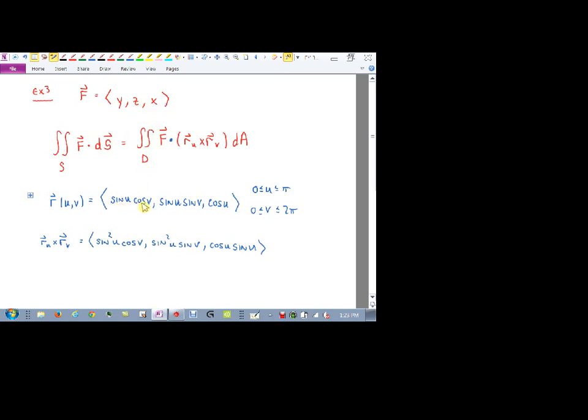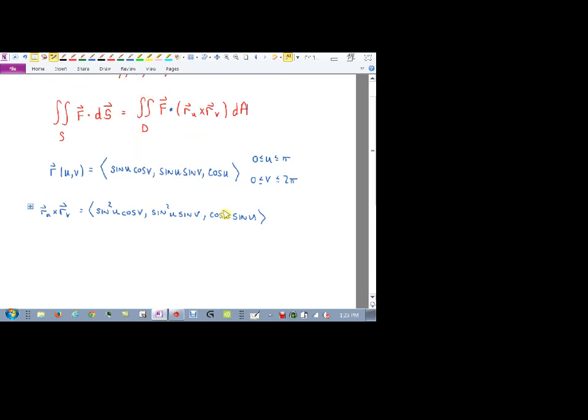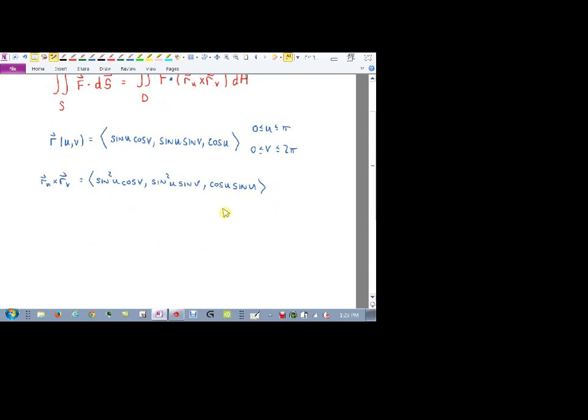The x component, sine u cosine v. I replace the y here with sine u sine v, and I replace z with cosine u. So let's try and do this. I'll write it down a little slower here. F with r of u, v inside of it would become the vector, you tell me.